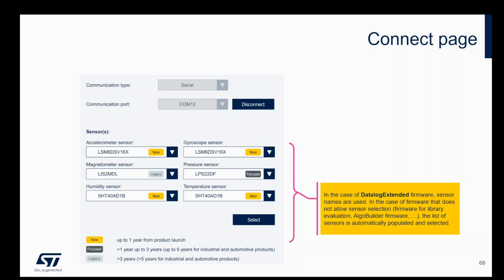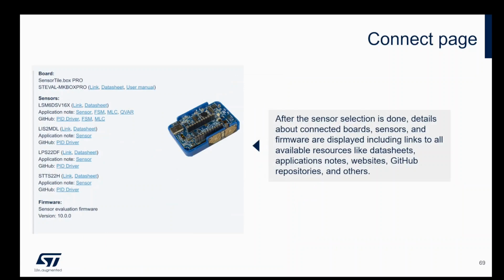But if you are using your SensorTile.pro with the datalog extended firmware on it, it will automatically detect and populate the sensors inside this device. So this device has a 6-axis IMU. So it will automatically show you LSM6DSV16X as your accelerometer and LSM6DSV16X as your gyro. It'll show you that there is a magnetometer, LIS2MDL, inside it. It'll show you that there is a pressure sensor, LPS22DF, inside it. It'll show you that there is a humidity sensor and a temperature sensor inside it.